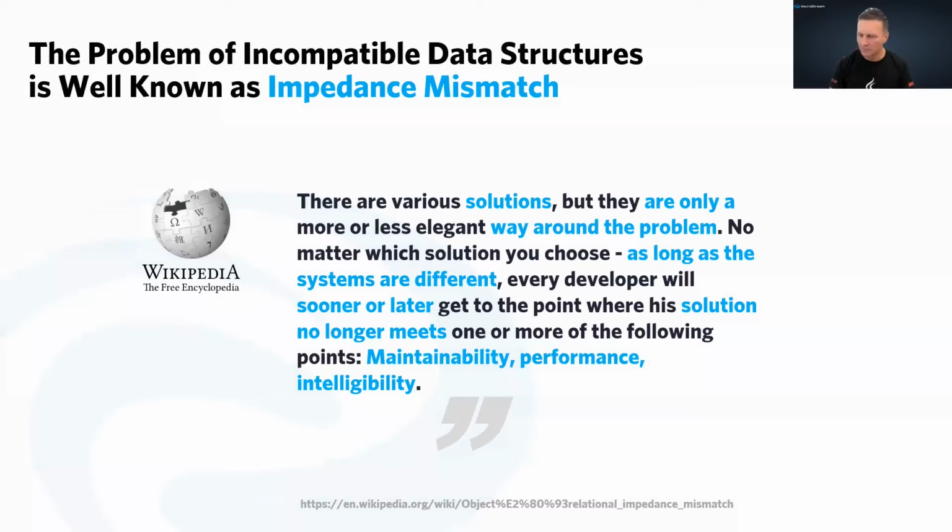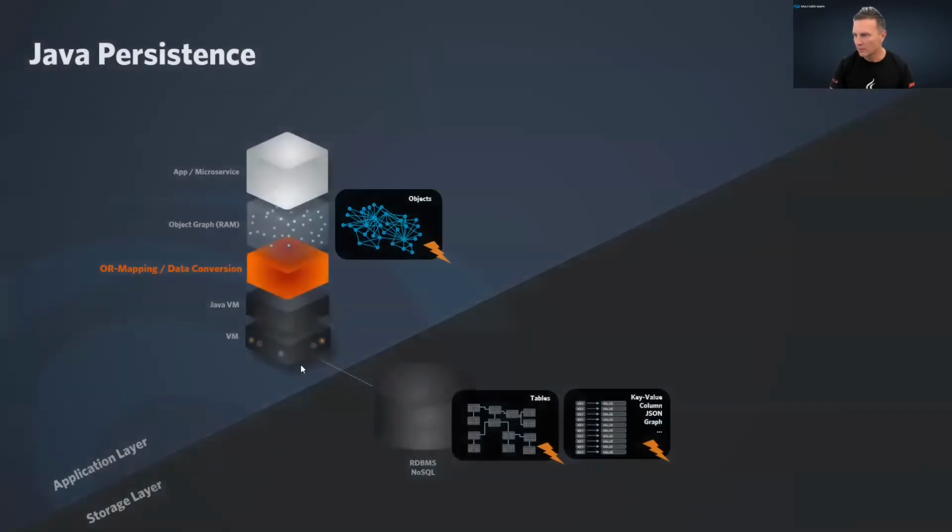So there are various articles on the internet about impedance mismatch. Very interesting. Object relational mapping. You can find it on Wikipedia, a cool article also. Okay, back to our architecture.